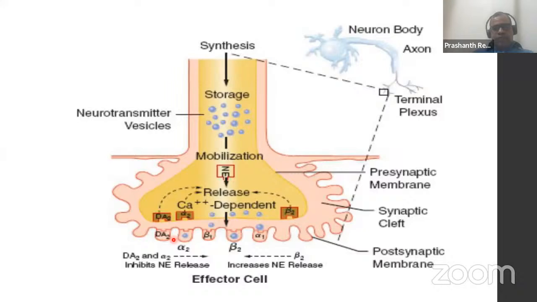When the beta 2 receptors are presynaptic, they actually increase the release of norepinephrine and provide more norepinephrine to the synaptic cleft. Whereas when they are on the postsynaptic side, they act more or less with an action opposite to beta 1. That is, they cause vasodilatation, whereas alpha 1 causes vasoconstriction. So that is the opposing effect of beta 2 receptors.